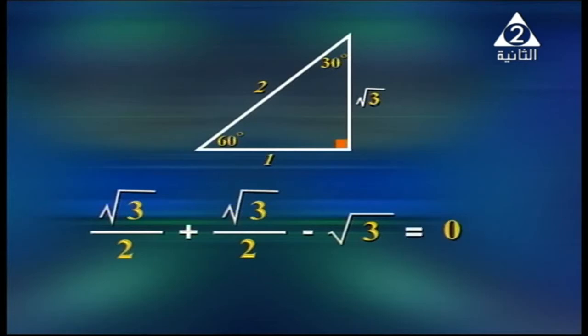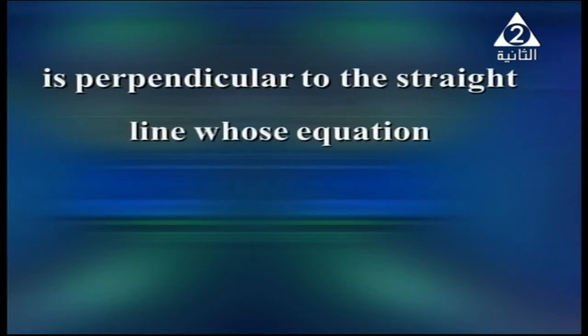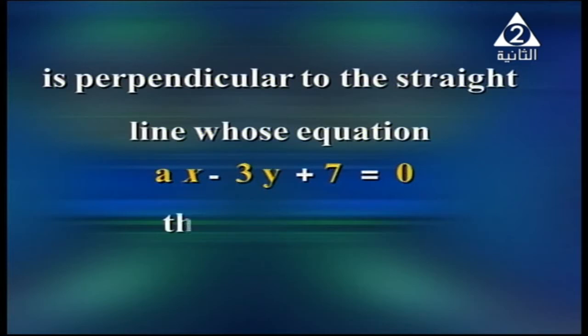Let us have another example. If the straight line whose equation is x plus 3y minus 6 equals 0 is perpendicular to the straight line whose equation is ax minus 3y plus 7 equals 0, then A equals what?